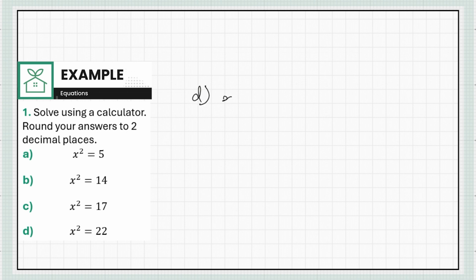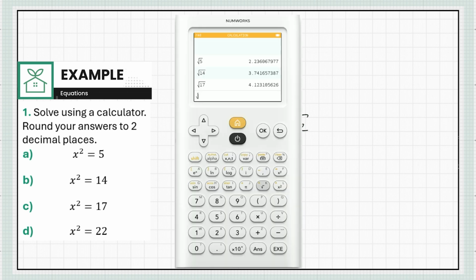Looking at D, we have x squared is equal to 22, so x is equal to plus or minus the square root of 22. Let's do that on the calculator. The square root of 22, hit execute, is 4.690. Now, because the third decimal place is a 0, we're just going to round this to 4.69.